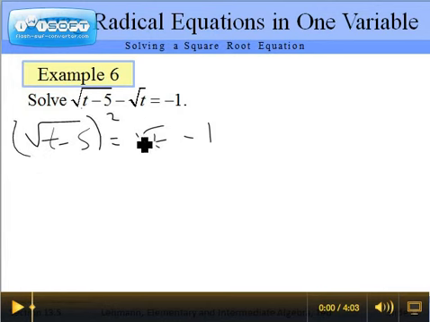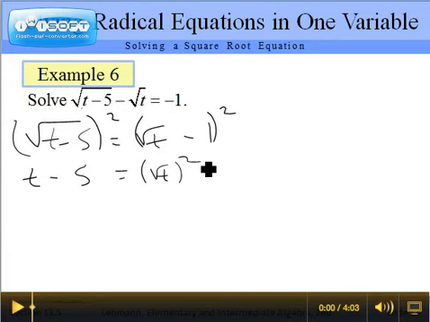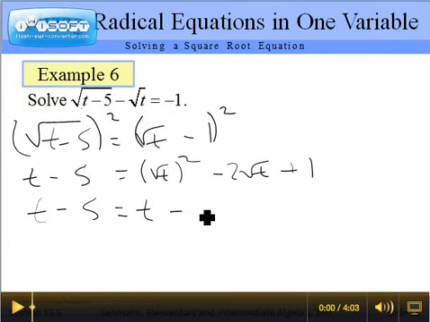I'll square both sides. So I have t minus 5 equaling the square root of t squared, which is t minus 2 root t plus 1. So this gives me t minus 5 equaling t minus 2 root t plus 1. So now I want to isolate the radical again. I want to isolate this radical. So I'll subtract t from both sides, and I'll subtract 1 from both sides.